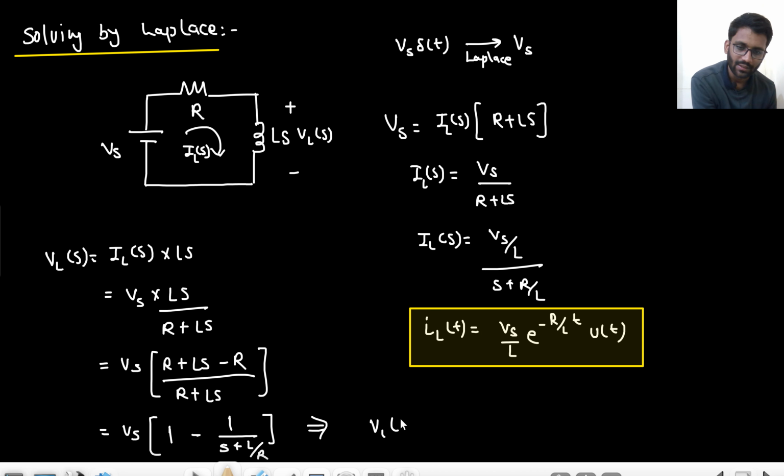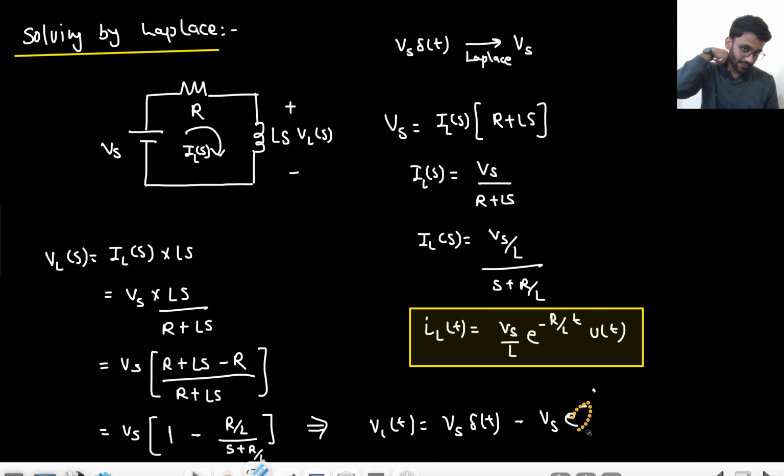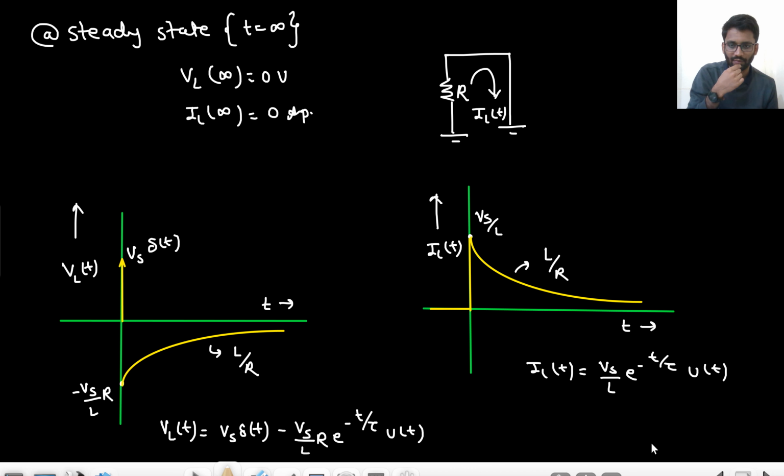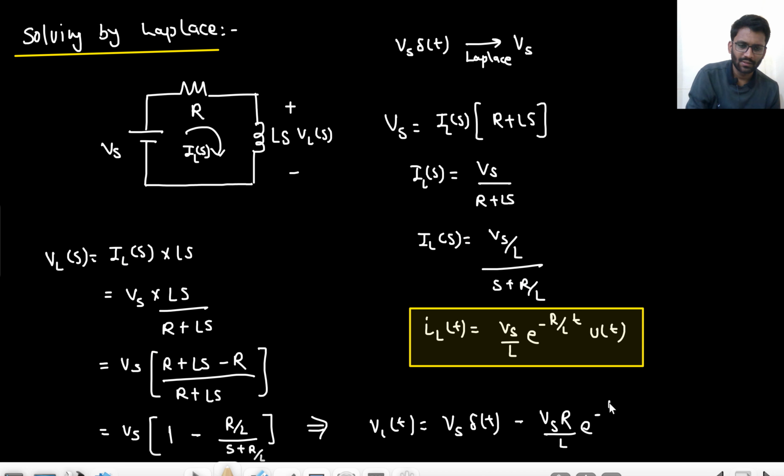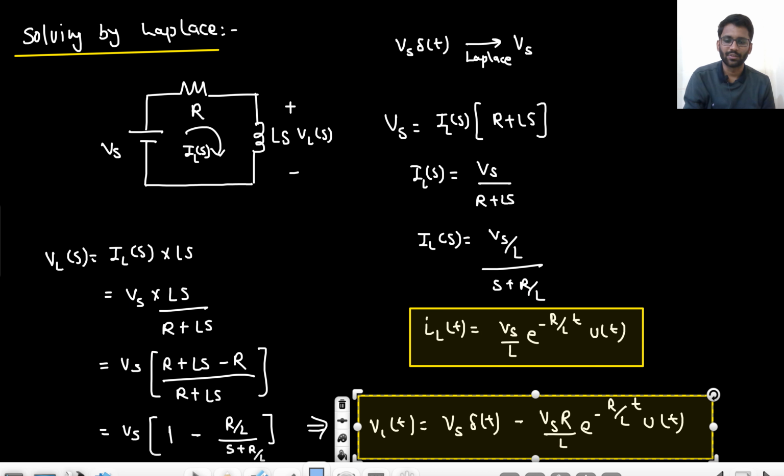From where we are getting VLT is Vs delta T, because this is simply Vs, minus Vs e to the power minus, it would not be L by R, it would be R by L. Okay, simple mathematics it is there. So L will come outside, so at upper side it would become R by L upon S plus R by L. So Vs into R by L, right? This is what we are getting, Vs into R by L e to the power minus R by L into T ut. This is the expression of VLT.